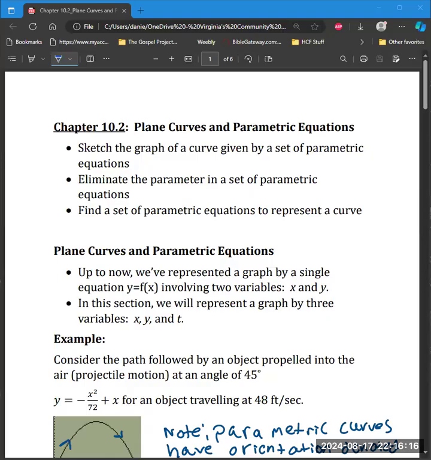In this video, we're going to talk about 10.2, plane curves and parametric equations. Our first objective will be to sketch the graph of a curve given by a set of parametric equations. Our second objective will be to eliminate the parameter in a set of parametric equations. And the third objective will be to find a set of parametric equations to represent a curve.